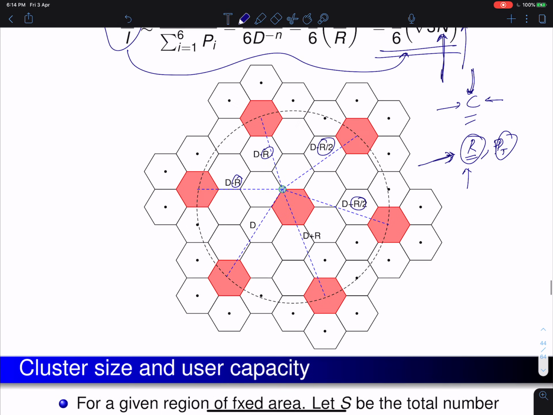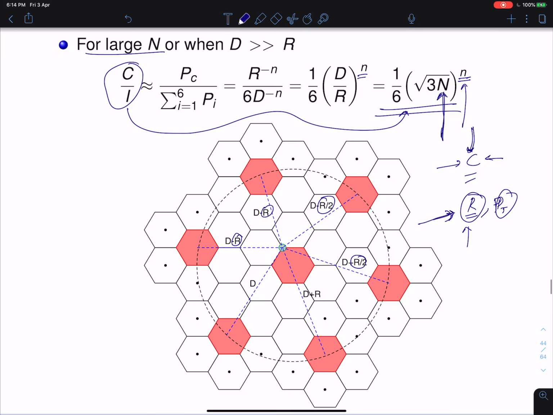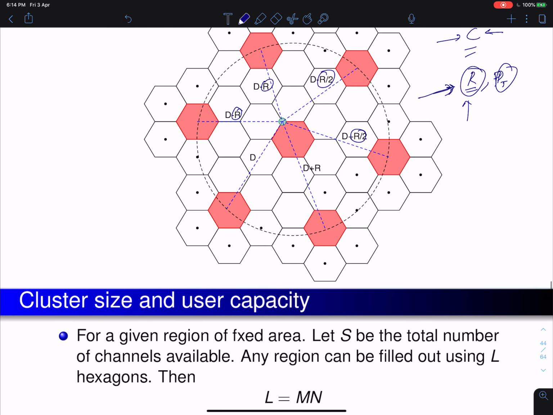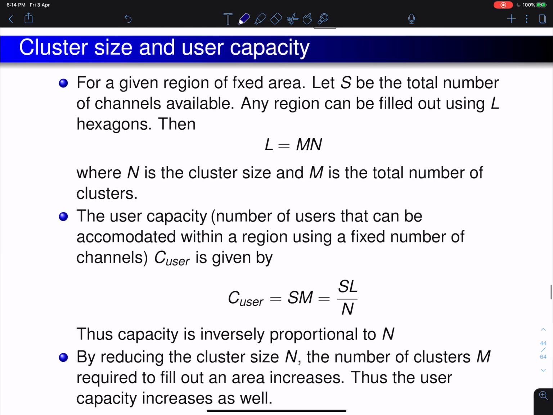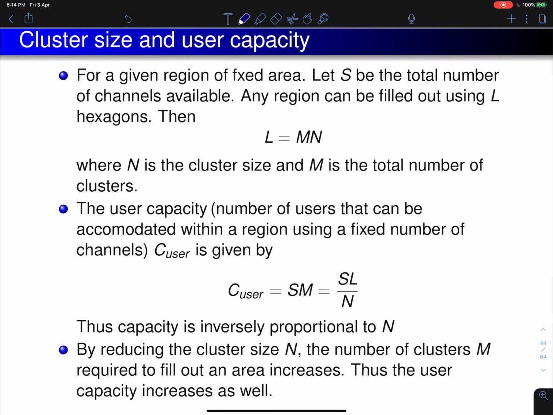Now finally, we are done with the analysis of carrier to interference ratio, a more accurate analysis, and relating it to the cluster size. So as a finale to all this, we'll relate what we want. Eventually our goal is the user capacity. You have to serve as many users as possible with good quality communication. That's the whole goal.